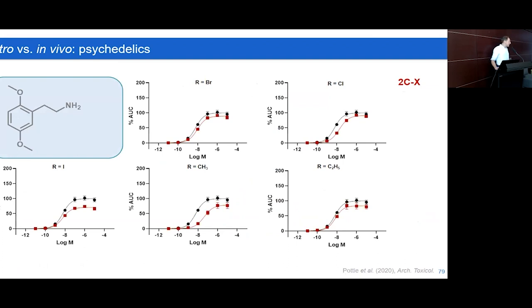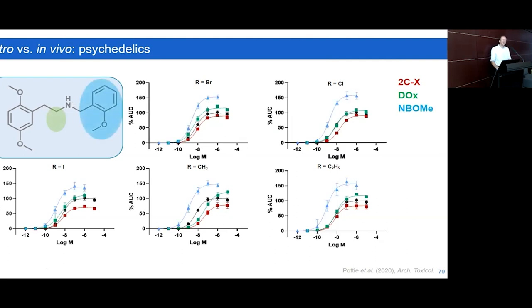It also works for psychedelics. This is the 2CX compounds' concentration response curves. If you modify to DOX, you can see a slight shift to the left, and slightly upwards. So a bit more potent, a bit more efficacious. And NBOMe compounds look like this, and these are also really well known to be more efficacious and more potent. Several fatalities have been occurring with these NBOMe compounds. So we can also really see that in our assay.